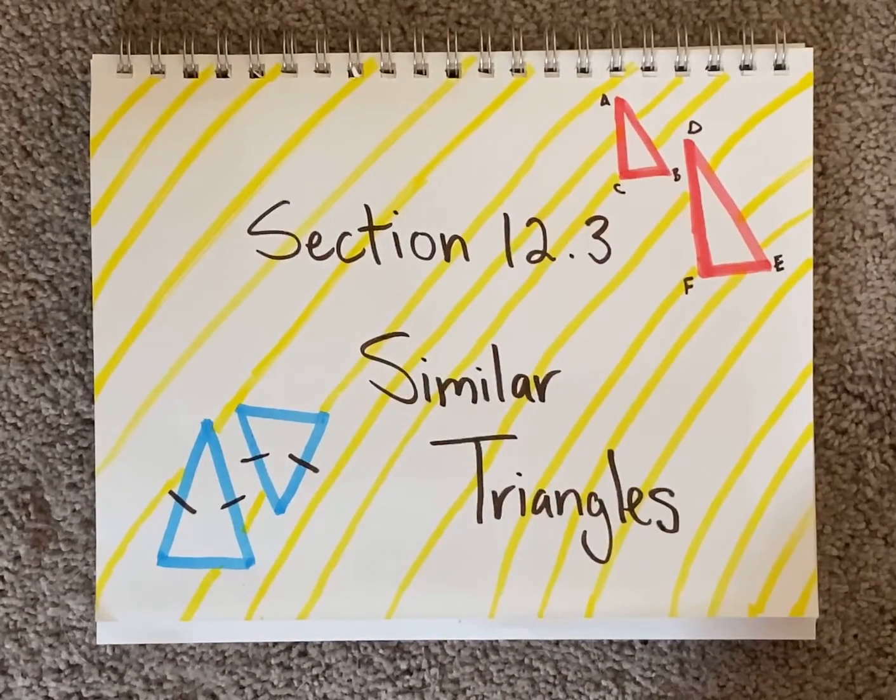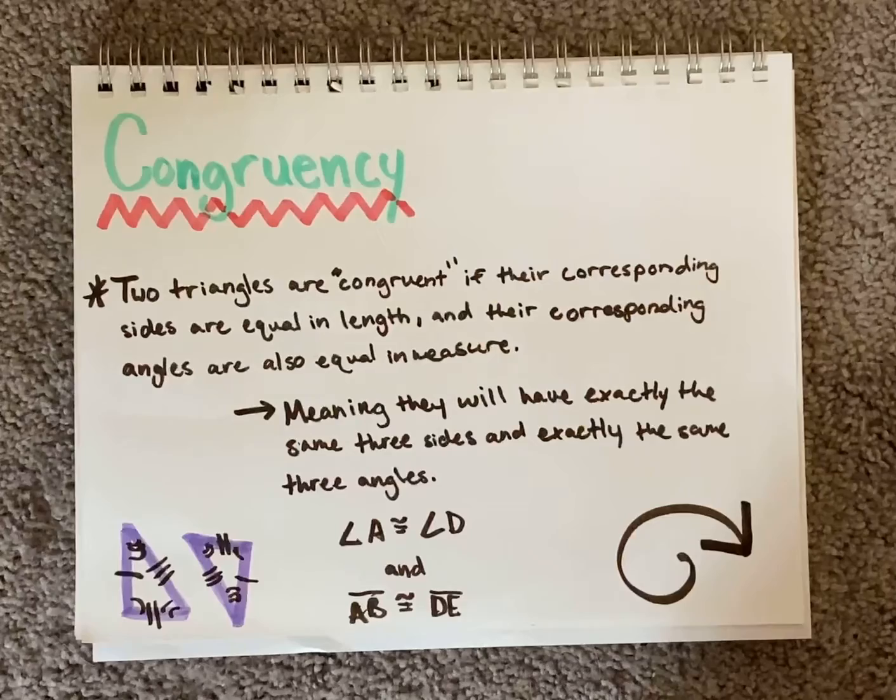Section 12.3, similar triangles. This is a concept we should already be familiar with, but we're going to review today. Remember, this is about an object or shape being similar in proportion, not necessarily the same size. First, let's review congruency of a triangle.